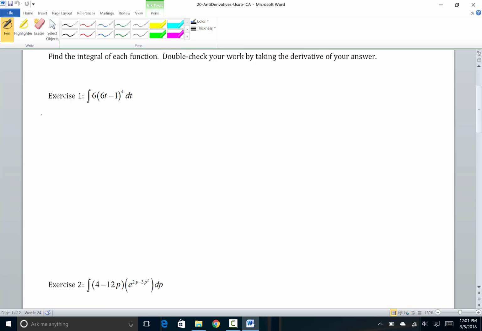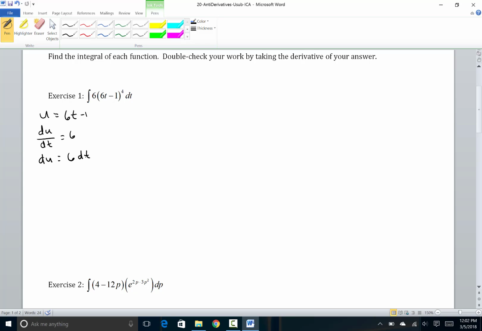Okay, so start by picking the U. In this case, we want to pick the inside, and take the derivative. Rewrite it so that everything with the T is on the right and everything with the U is on the left. Now when you get to this point, you have a choice to make with the coefficients.